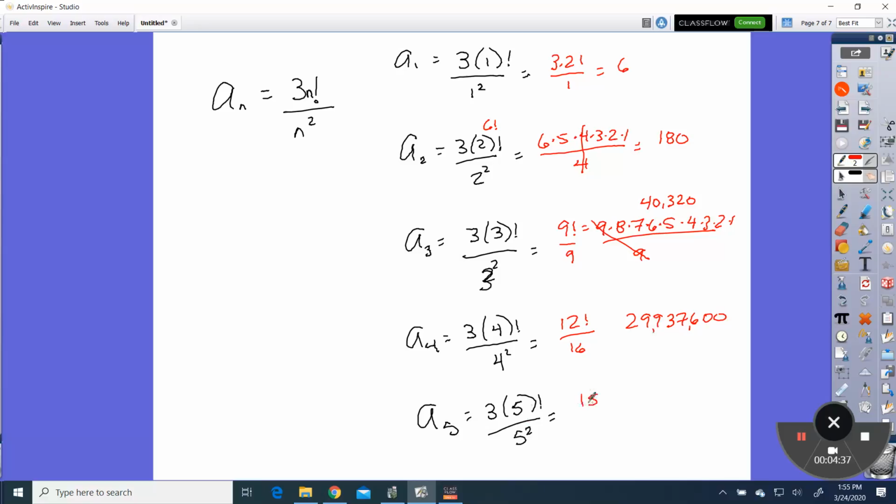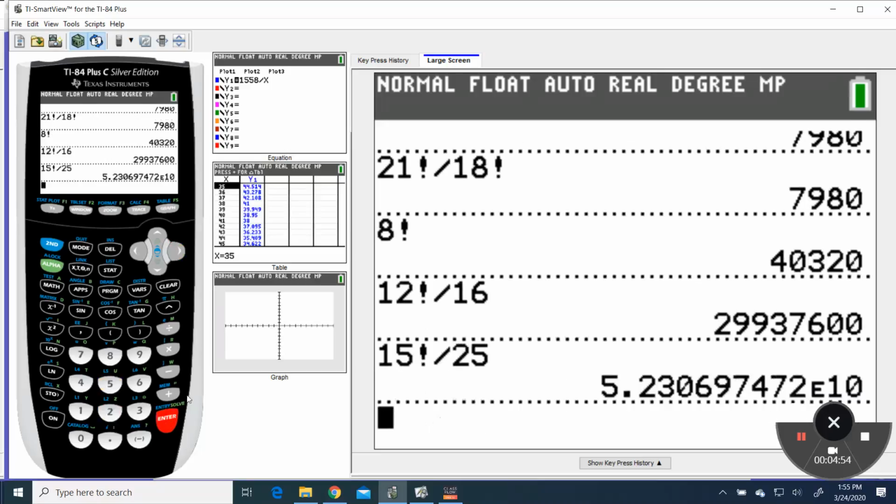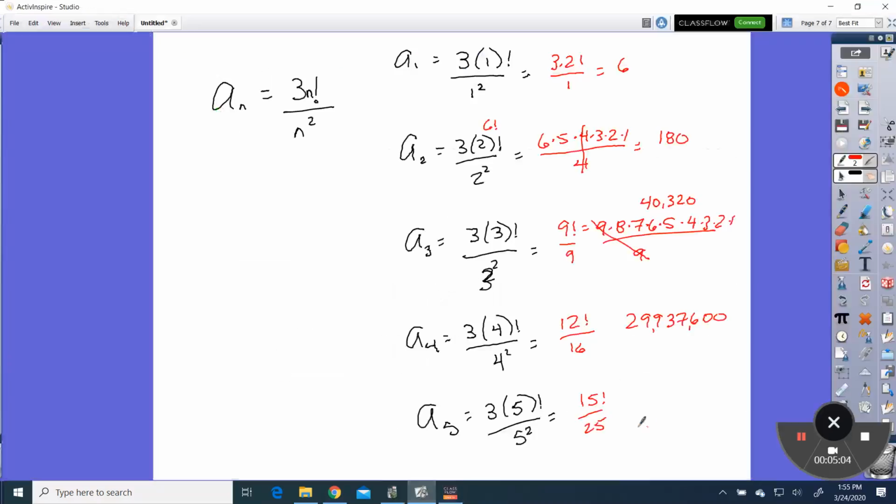So this is 15 factorial divided by 25. So that's going to be a really big number. So realize factorials go up really fast. Even though we're dividing by a number squared, it's just getting, so see there, that's 10, I'd have to move that decimal 10 places to the right to get this number. So anyways, that's what that means if you're supposed to write the first 5 terms, and that's what the factorial button means. So hopefully that helps.